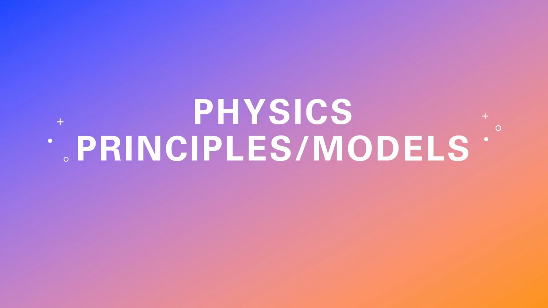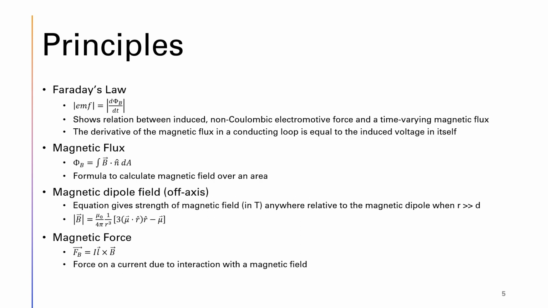The first principle I used is Faraday's law, which shows a relation between induced non-coulombic electromotive force and a time-varying magnetic flux. The derivative of the magnetic flux in a conducting loop is equal to the induced voltage in itself. The second principle I used was magnetic flux, which is the B field over an area.